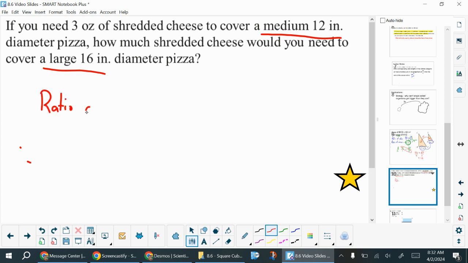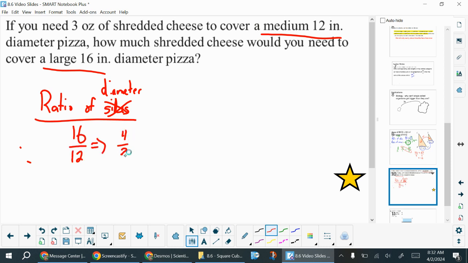So I'm going to go ahead and write here ratio of sides, and really it's not sides, it's diameter, but that's the same idea here. Linear dimensions, length dimensions, and I'll go 16 over 12. And I'll simplify that to 4 over 3 because nobody wants to deal with 16 over 12. Then I'll go over here and write my ratio of areas. And I just know that I need to square that.